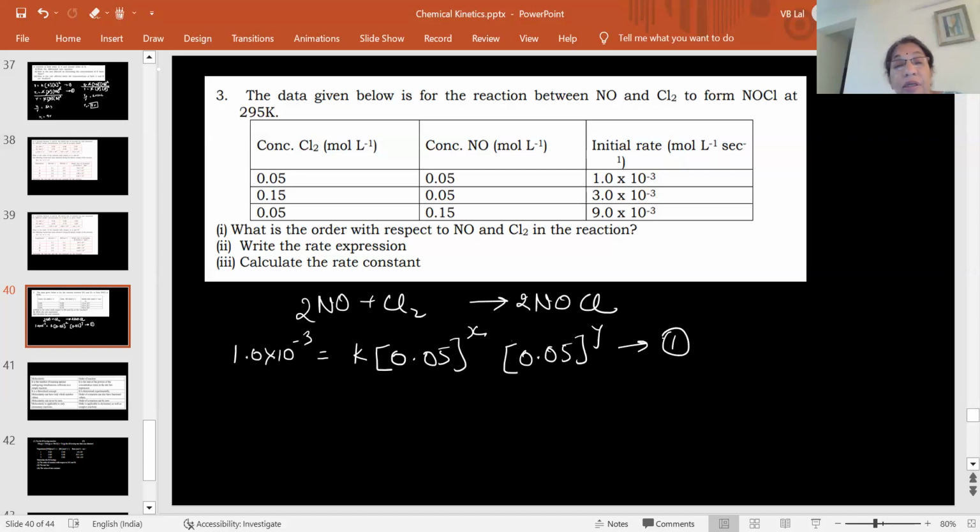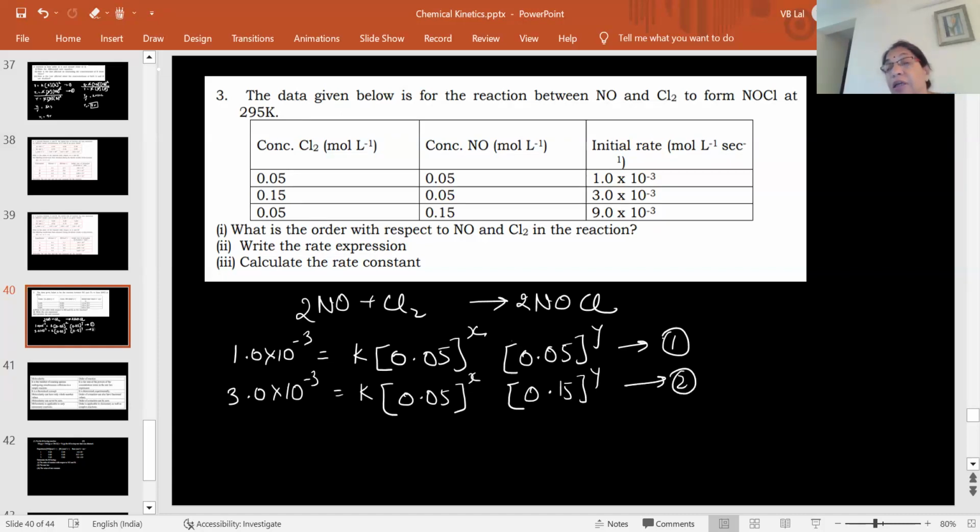Now the second is 3.0 into 10 raised to minus 3 is equal to K, concentration of NO, so that is 0.05 raised to X, and concentration of chlorine, so 0.15 raised to Y. So what do you observe by the second equation? That when I increase the concentration of chlorine by 3 times, what happened to the rate of reaction? You can see that also became 3 times. Okay, that also became 3 times.